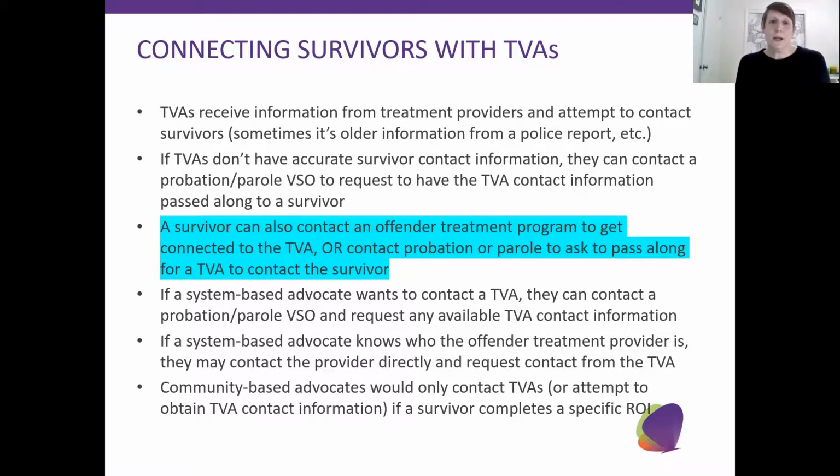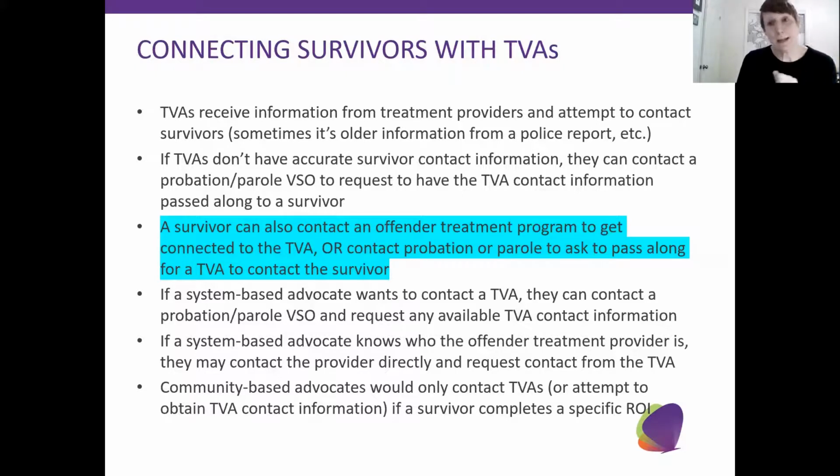Ultimately, treatment victim advocates tend to get their information from the treatment provider, because treatment victim advocacy happens when an offender has come into contact with a treatment provider. Maybe they're doing an evaluation, they want to enter treatment, whatever that process looks like. So that's where the TVA usually gets their primary information. However, a lot of times, not all the time, it can be older information. For example, maybe the information to contact a survivor comes from a police report, but the survivor has moved or changed their phone number, or any number of things. So that's usually the initial piece.